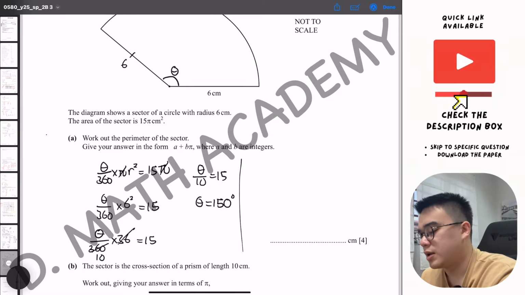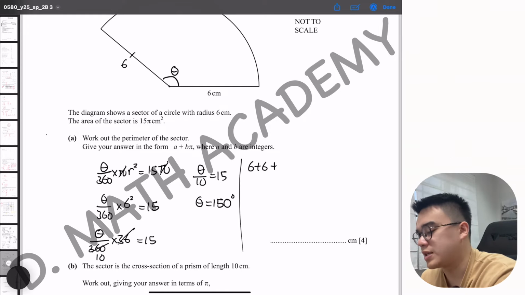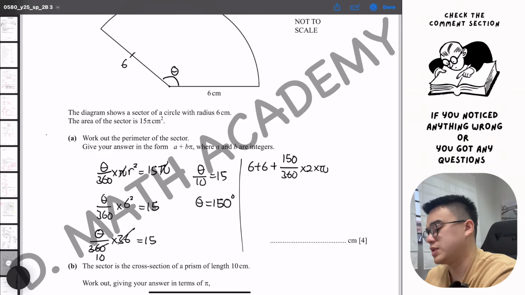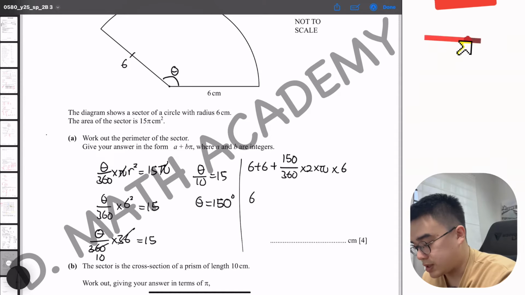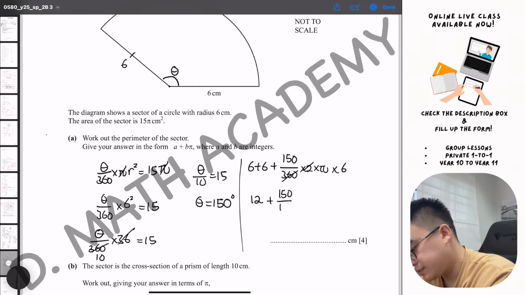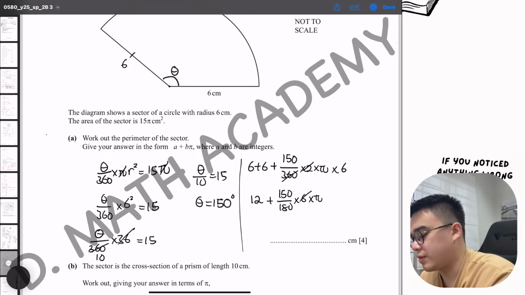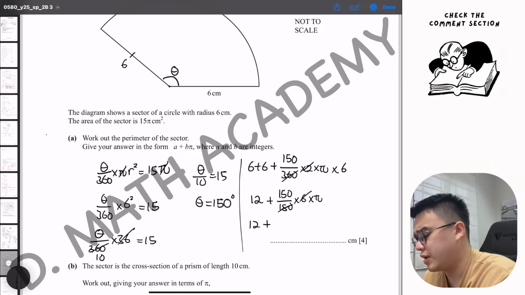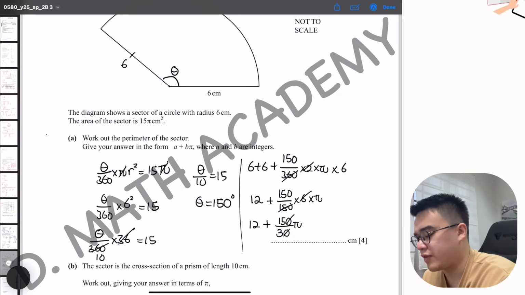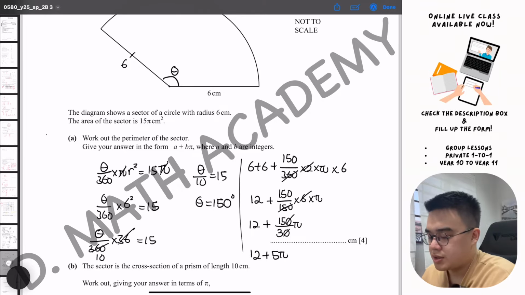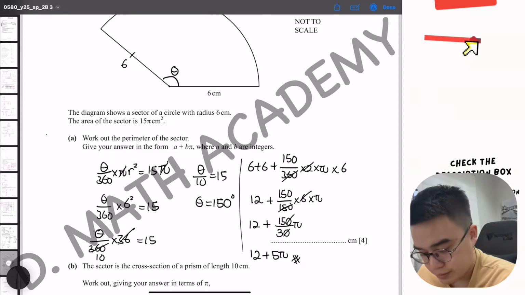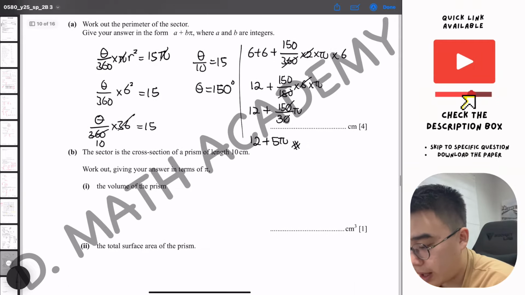So that's the first part of the calculation. Then going forward, we have 6 plus 6, and then the last thing is the arc length. So 150 over 360 times 2 times pi times 6. So 6 plus 6 is 12. You will get 1800 first, and then you will get something like 30. Cut off the zeros, and 15 divided by 3, you will get 5 pi. So that's how you sort it out step by step to get your final answer here. So that's it for question 17a.